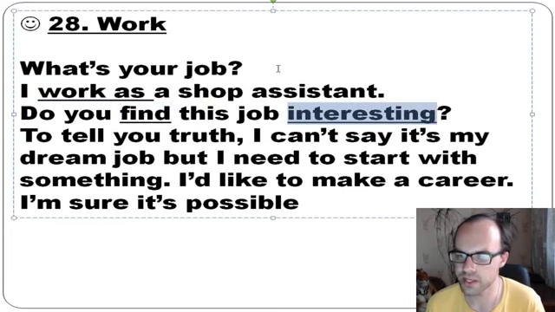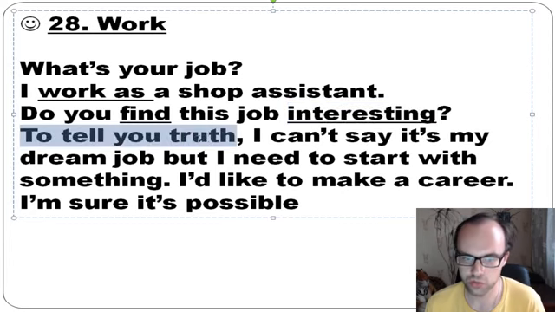So do you find these lessons useful? Do you find these lessons informative? Do you find these lessons interesting? Do you find these lessons unique? Do you find these lessons very special? Do you find these lessons very effective?